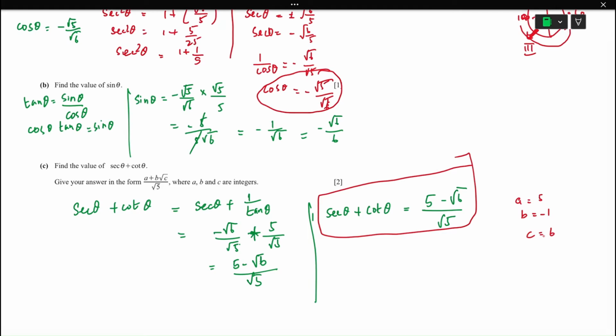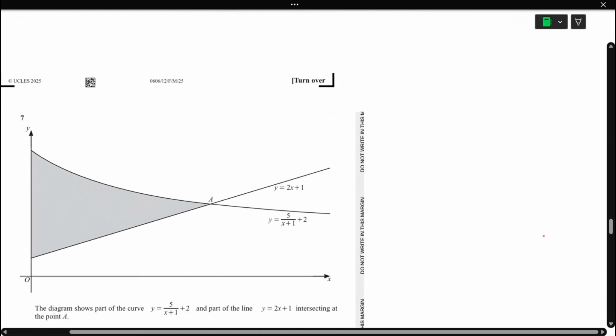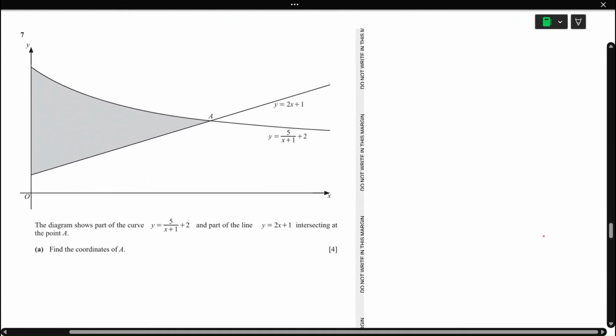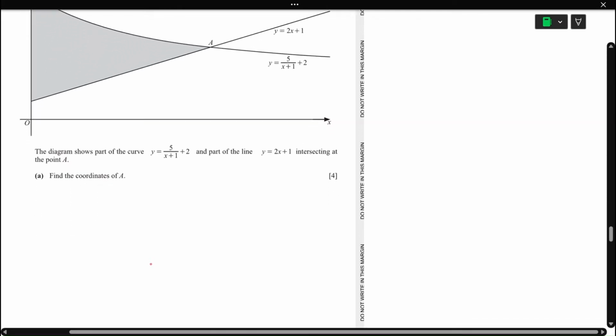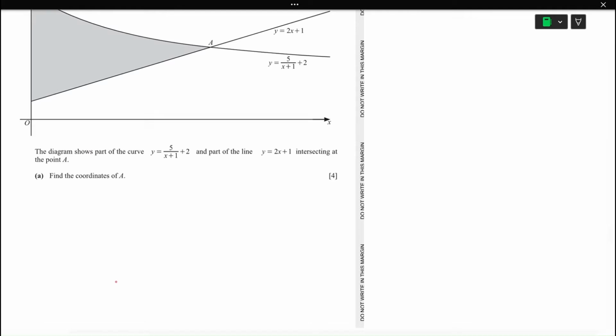Okay, so let's go for the next question. Question 7. There are two equations given. One is a curve equation, one is the straight line equation. Find the coordinates of A. Both equations are intersecting, so we can just solve the equations. Both are y equals, so I can equate both the equations.